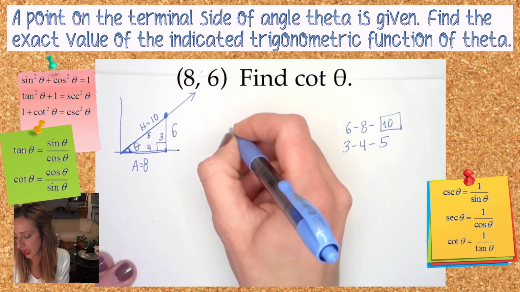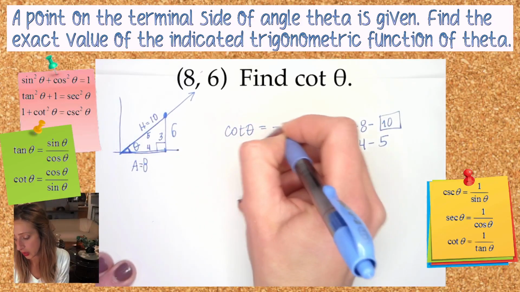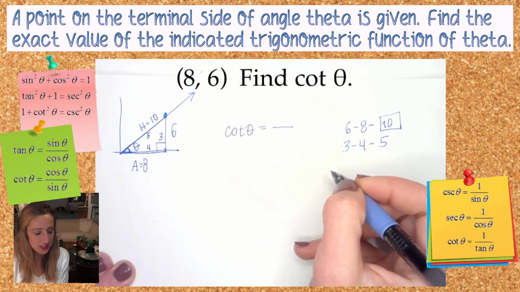If I want to find cotangent of theta, I need to know what the ratio for cotangent is. He's freaking out. He's so sad.